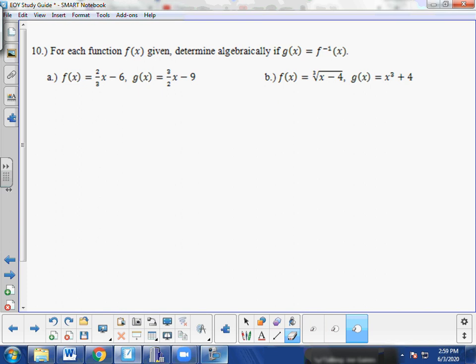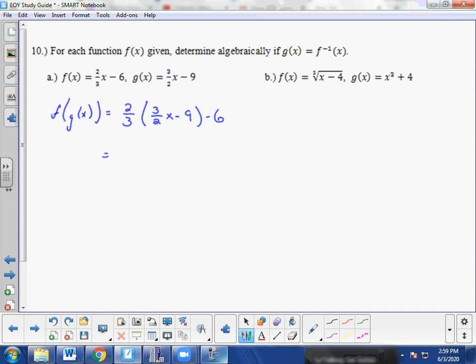See if these are inverses of one another. I can substitute one function in for the other. So let's take f of x, which is 2/3 x minus 6, and substitute in g of x. So I'm going to do f of g of x. So I'm going to replace the x value in f with g's entire expression. And then I would simplify this. So 2/3 times 3/2 is just 1. So this would be x.